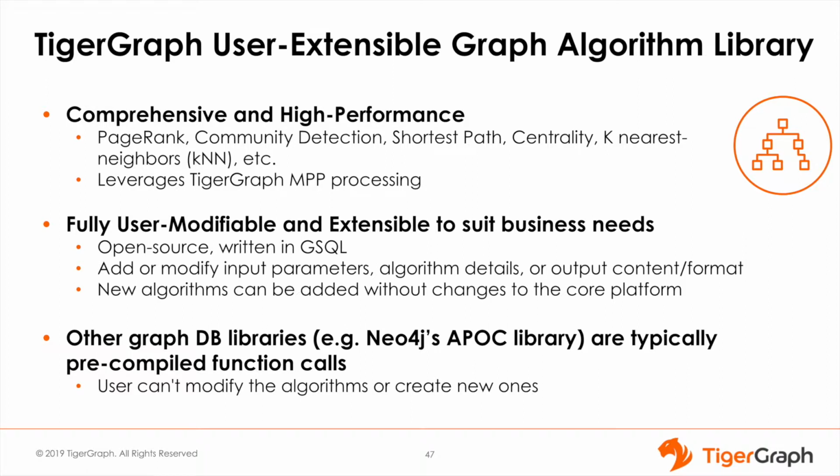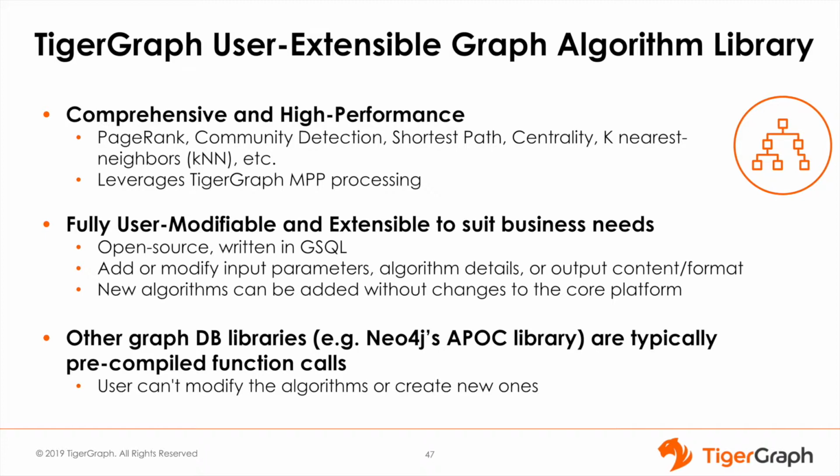TigerGraph has built a rich repository of popular graph algorithms, including PageRank, community detection, k-nearest neighbors for machine learning, shortest path, closeness centrality, similarity, etc. First-generation graph databases such as Neo4j provide graph algorithm libraries as well. However, TigerGraph's graph algorithm library is fully user-extensible. It is written in GSQL, TigerGraph's graph query language, which is Turing-complete and closely modeled after SQL to allow SQL developers to learn it in hours.